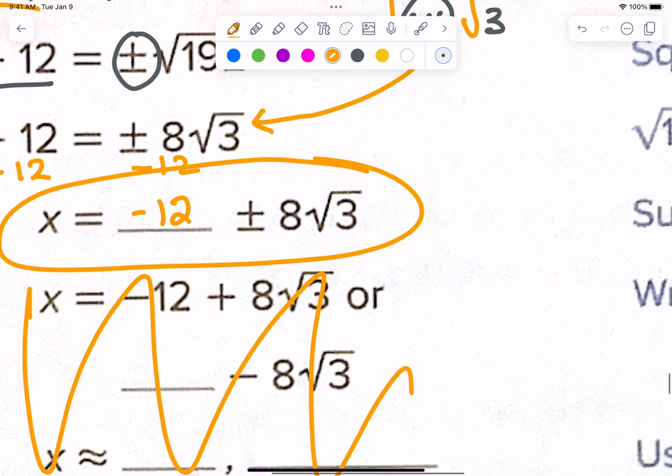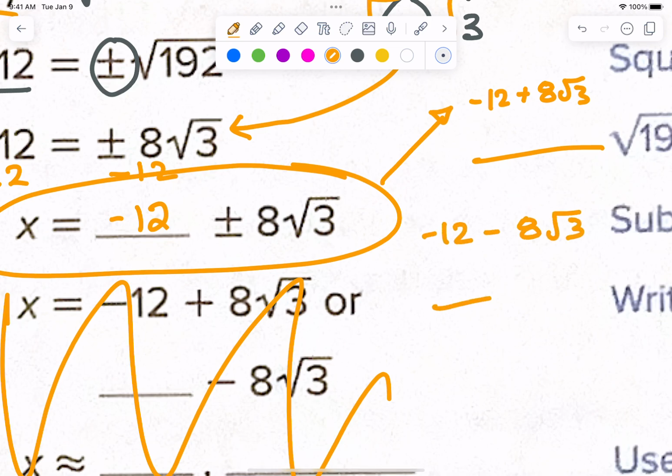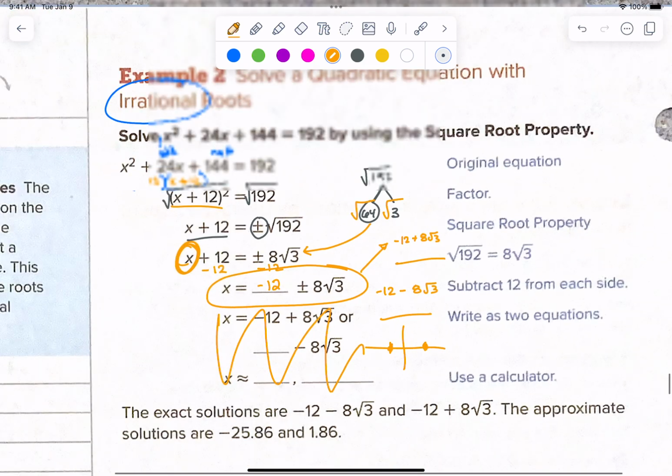Okay, now, what that means, though, is negative 12 plus 8 square roots of 3, which is a decimal number, and negative 12 minus 8 square roots of 3, which is a decimal number, okay? It's still going to be the places where it crosses here and here on your x-axis, but they're just going to be ugly decimal places instead of ones that come out nicely. Got it? Okay? All right.